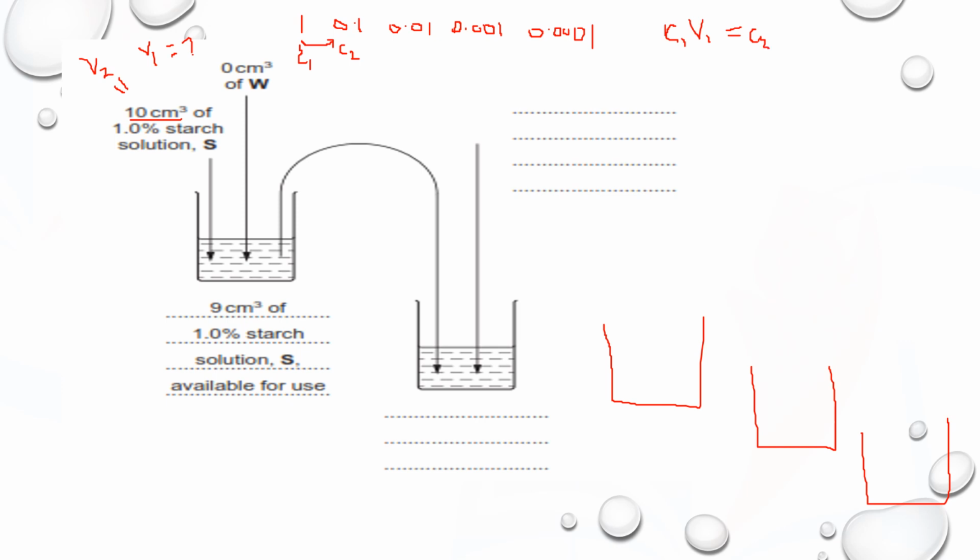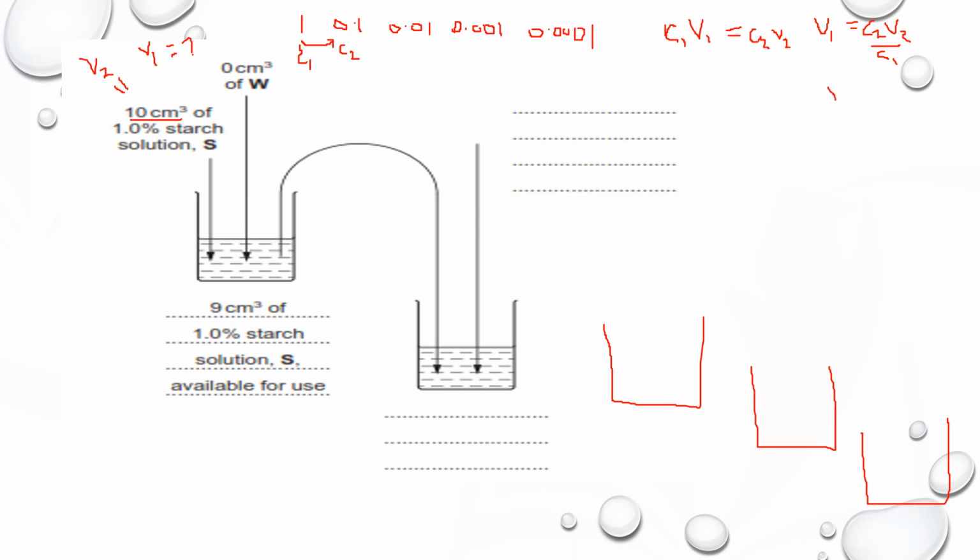Okay, V2. So we're looking for our V1. Therefore, our V1 will be C2 times V2, all over C1. So once you get your first V1, you're good to go.